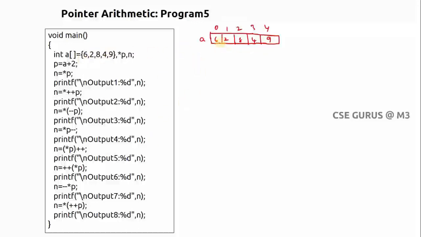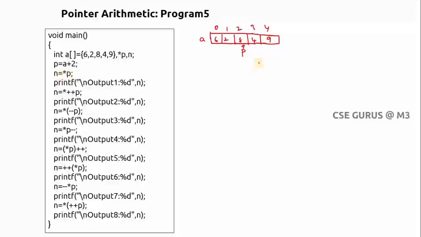So these are the array values that are given. So initially what is p? P is a pointer kind of variable. P is assigned with a plus 2. So initially where does p reside? Here only, no? This is a plus 2. So p is here. And what if I say pointer p? You will get 8. So here you can see n is equal to pointer p.